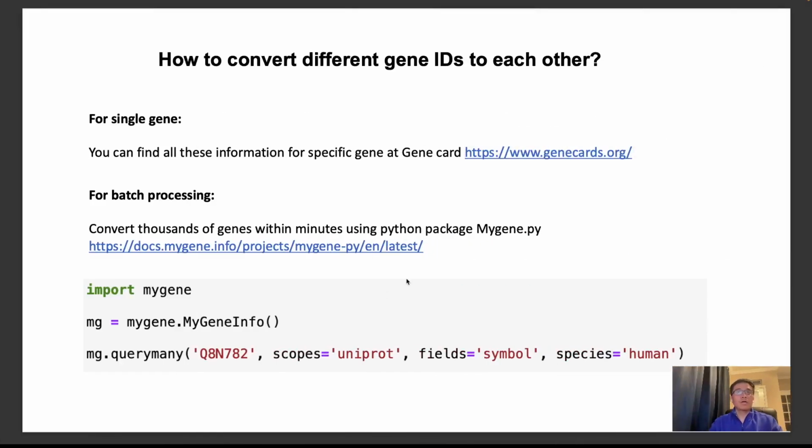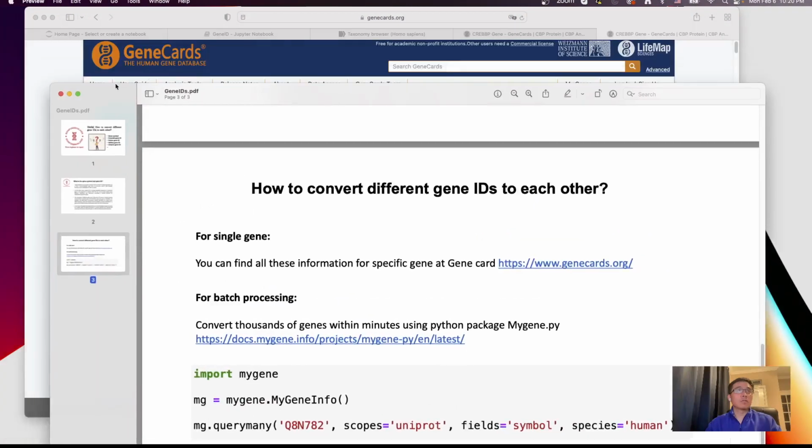What I'm going to tell you is how we can do batch processing to convert thousands of genes within minutes using a Python package called mygene.py. We need only a few lines of code to achieve this, and it's very easy to use. I think this is my most commonly used tool to convert gene IDs. Okay, let's go to the coding a little bit quickly.